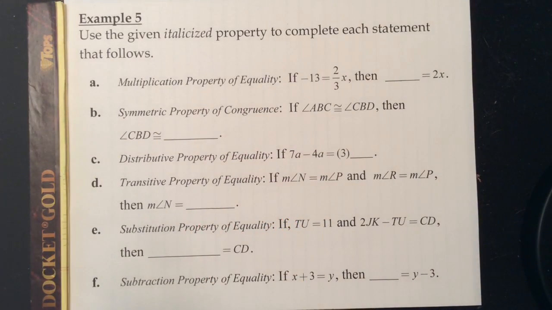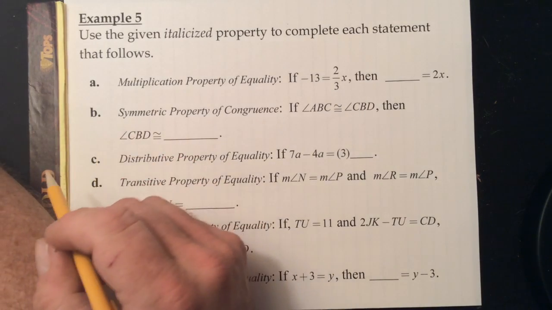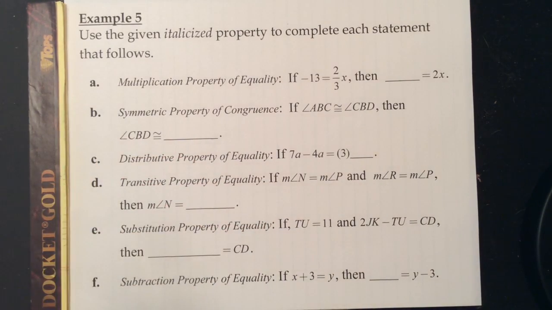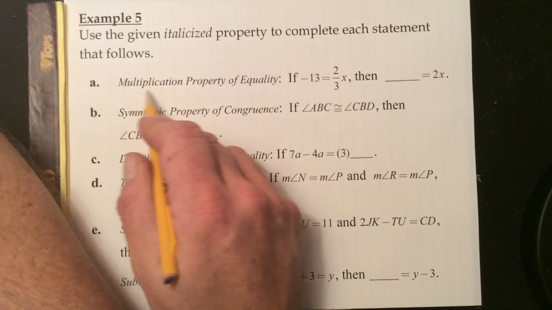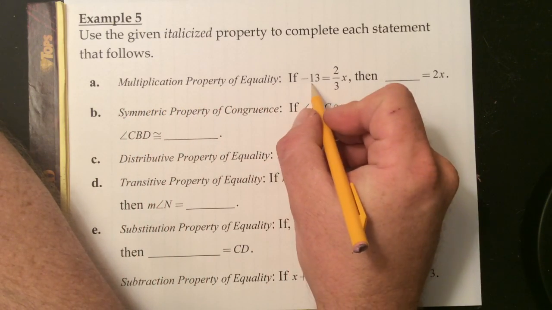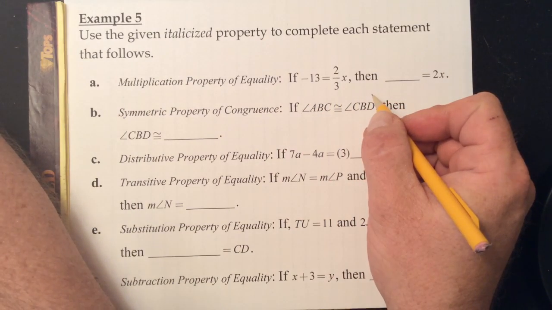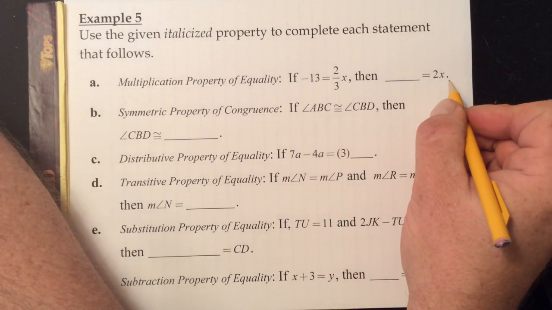Example 5. This is kind of the other way around from example 4. In example 5, you'll learn to use given properties to practice writing required statements for proof. So use the given italicized property to complete each statement that follows, and looks like we have 6 of them. Part A, using the multiplication property of equality, it says if negative 13 equals 2/3 x, then blank equals 2x.